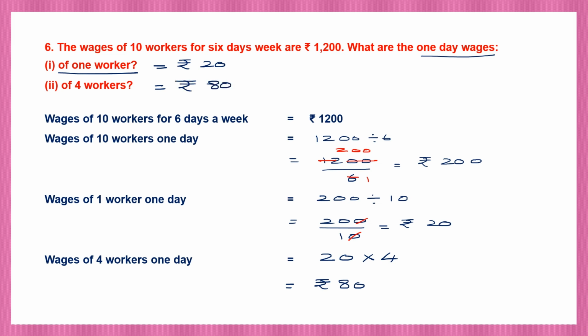So we have found both the answers. Here we have found the one day wages of one worker, 20 rupees. The one day wages of 4 workers is 80 rupees.